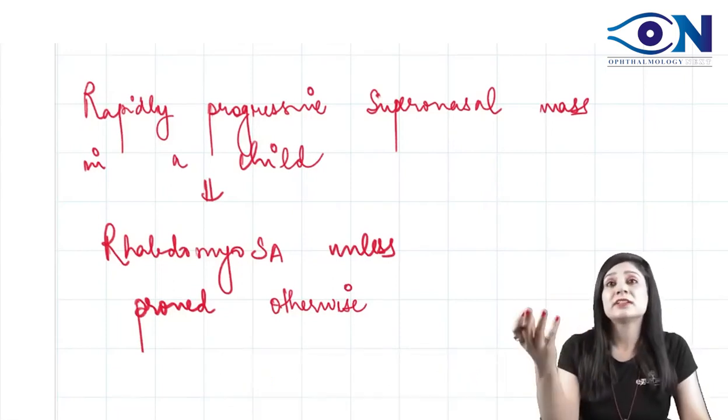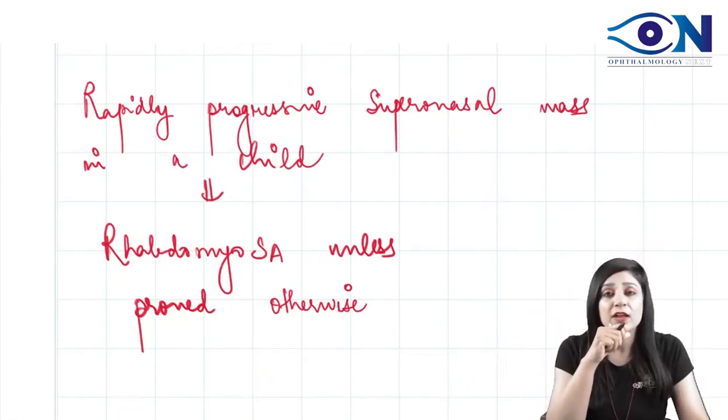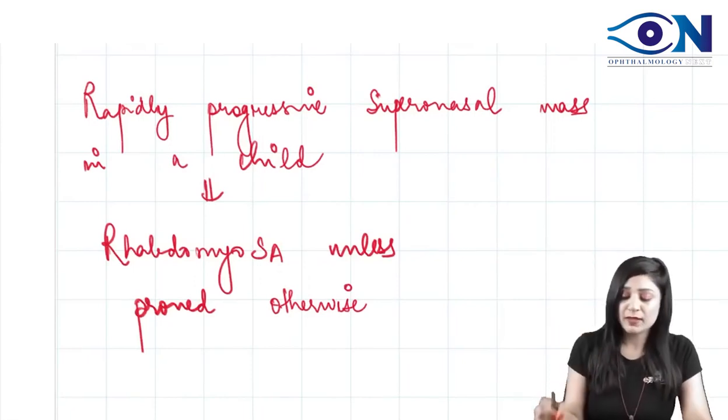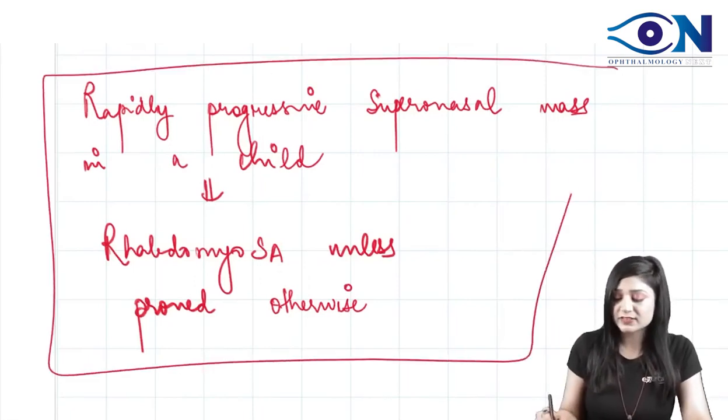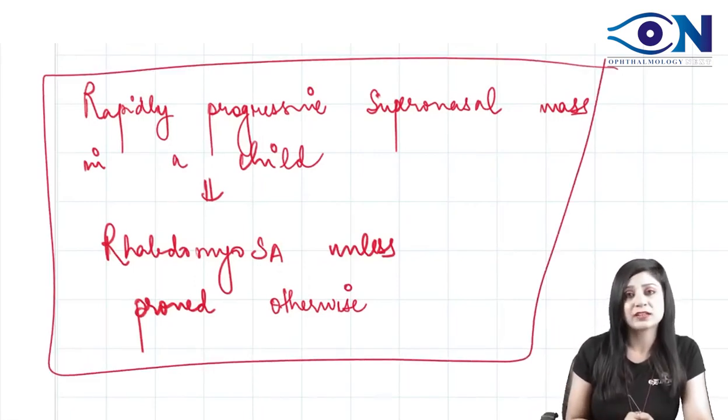Why we had considered this as a rhabdomyosarcoma only, why we have not thought about retinoblastoma, because this has to be considered always as a rhabdomyosarcoma unless proved otherwise. Okay.